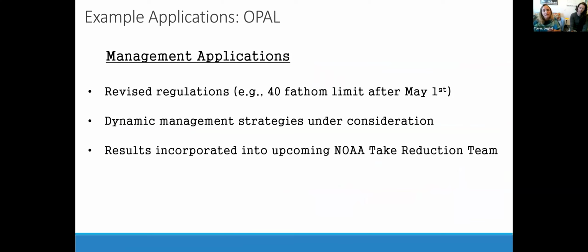And so ODFW has taken our data and revised fishing regulations so that after May 1st, there is a 40 fathom limit to where fishing effort can occur. We are in discussions with ODFW about having more dynamic strategies based on some of our more recent results that are coming through just now, still underway. And NOAA is convening a take reduction team to try to reduce continued whale bycatch in fishing effort. And these results will be directly informing that process and those discussions.